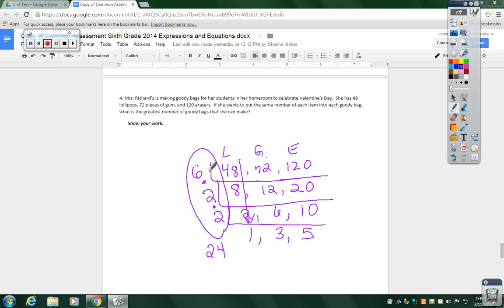48 divided by 6 is 8. 72 divided by 6 is 12. 120 divided by 6 is 20. Ooh, I found my mistake. I wonder if you can find your mistake on your test.